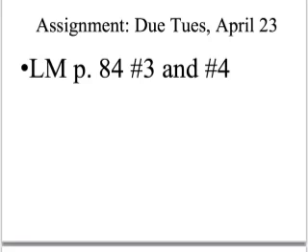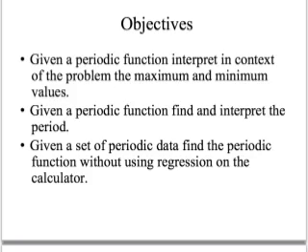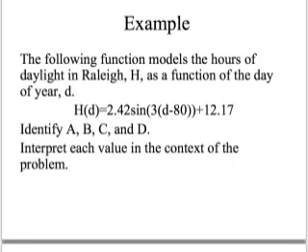Okay, we're not done yet, so going on to the objectives: given a periodic function, interpret in context of the problem the max and min values, interpret the period, and find a periodic function without using regression on the calculator. Okay, so now we're going to do a few where I've just given you the equation and you have to interpret each value. So this one says the following function models the hours of daylight in Raleigh, H, as a function of the day of the year, D. Identify A, B, C, and D, and interpret each value in the context of the problem.